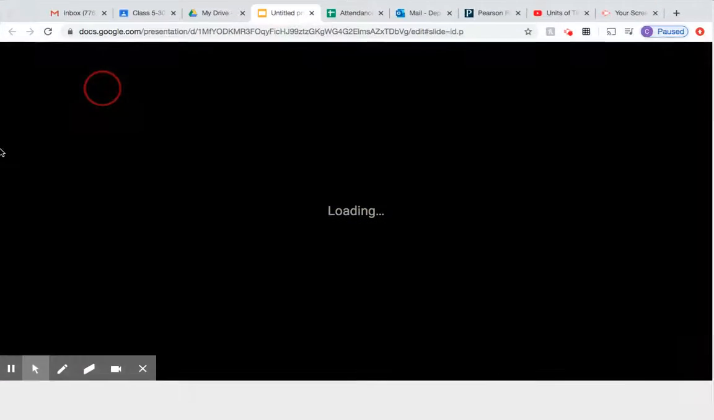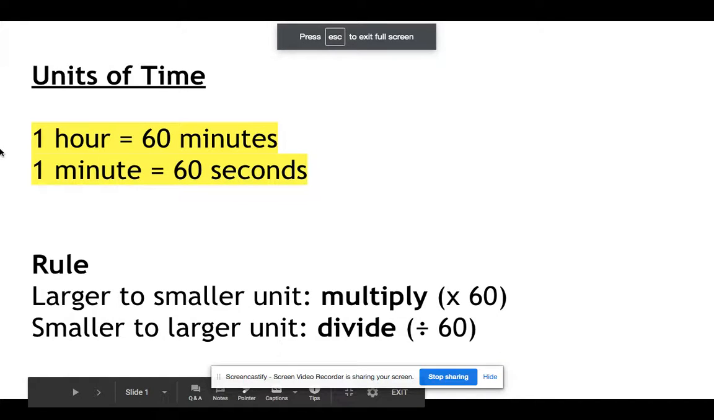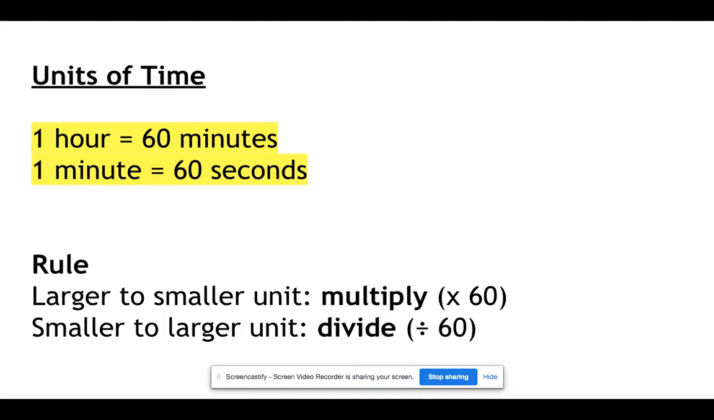Hi everyone. So today we're going to be learning how to convert units of time. So far we've been converting units of capacity, length, and mass, and today we're going to be focusing on time. It's a little bit different than how we've usually been doing conversions because we're no longer going to use our conversion chart. Everything on this page is everything that you're going to need to know.